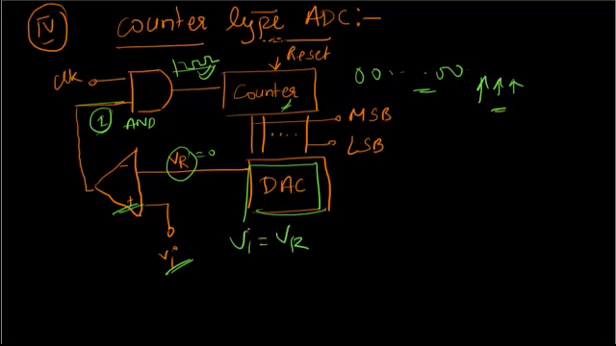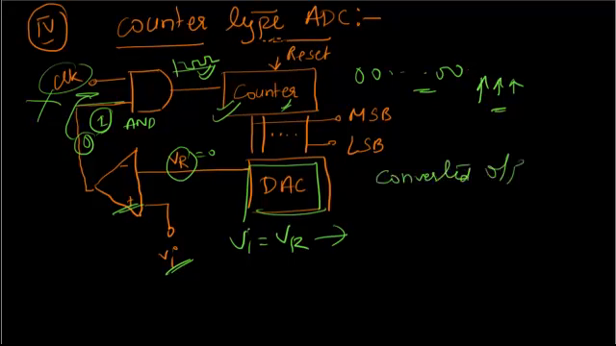Now this will count until this VR value becomes equal to Vi, because after this point, this logic will become 0 again. So when this logic becomes 0, this clock won't be transmitted. When this clock is not transmitted, counter stops. So that final value of the counter, at which point the counter stops, is nothing but our converted output. This is the counter type ADC.